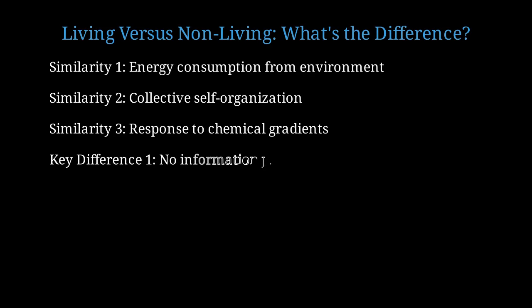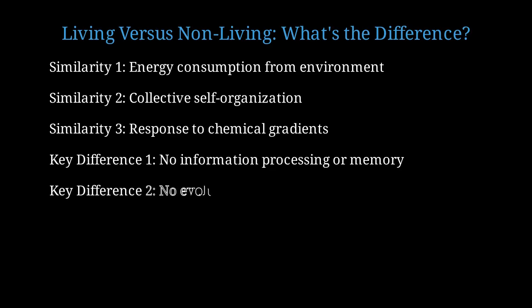But here's a crucial difference. Living systems have information processing capabilities. They have genetic memory, signaling networks, adaptation. Nanomotors have none of this. Their behavior is purely mechanistic. Living systems evolve and reproduce. Bacteria divide and pass genes to offspring. Nanomotors don't reproduce. They don't evolve. There's no heredity, no variation, no selection.